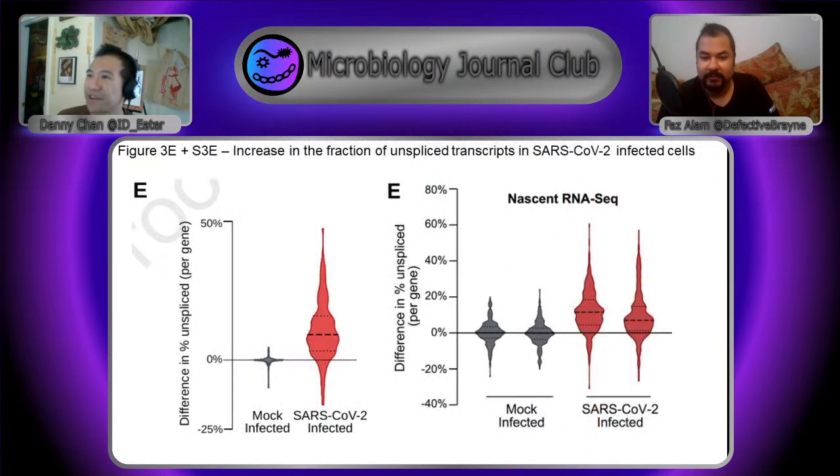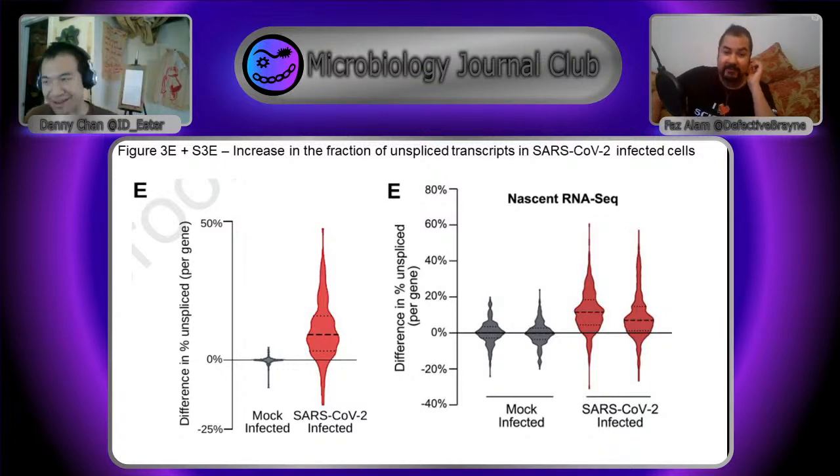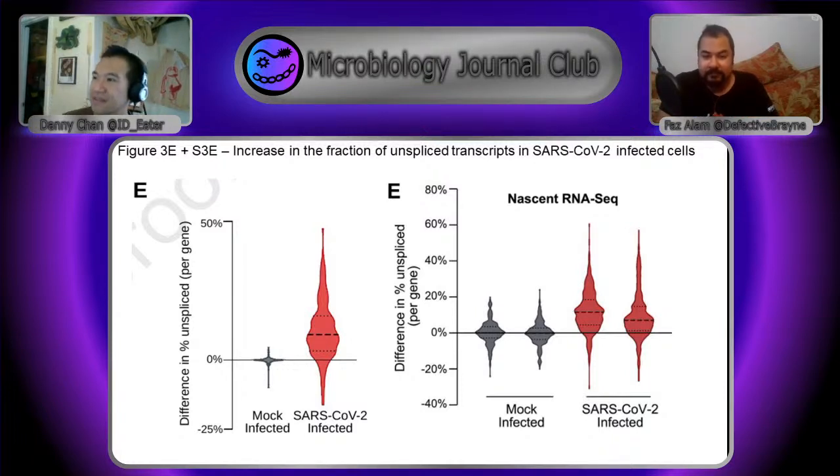And they also do it in the next figure, S3E. They're just doing the same assay, but infecting the cells with SARS-CoV-2. Does it happen with real SARS-CoV-2? And it does. Apparently it seems to happen more extensively. So it might be that NSP16 isn't the only one. There are other things that work together to make this effect.